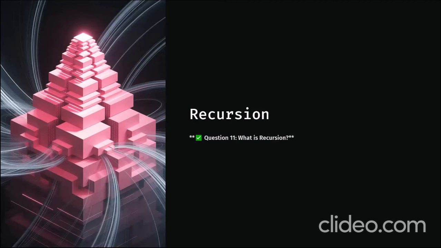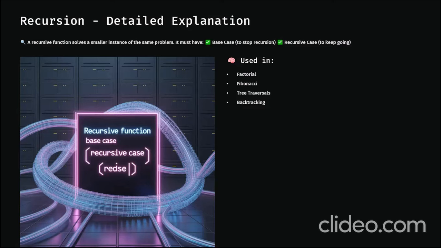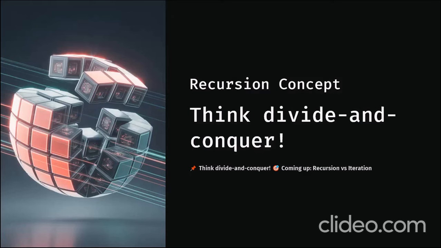Let's move to the next question. What is recursion? One of the important questions. Recursion is when a function calls itself to solve a problem. A recursive function solves a smaller instance of the same problem. It must have a base case to stop recursion and a recursive case to keep going. It is used in factorial, Fibonacci, tree traversal and backtracking. Right? So think divide and conquer.